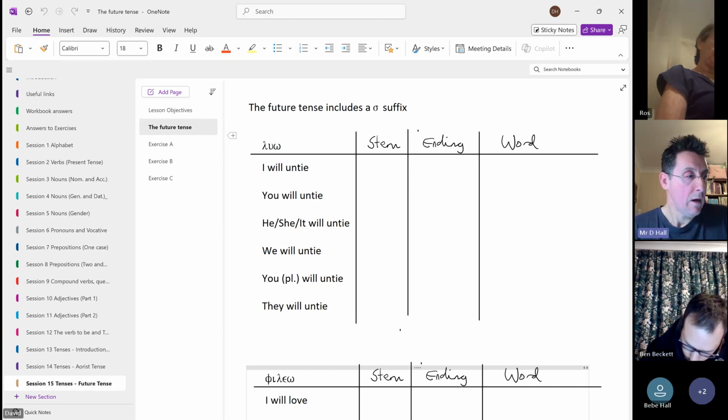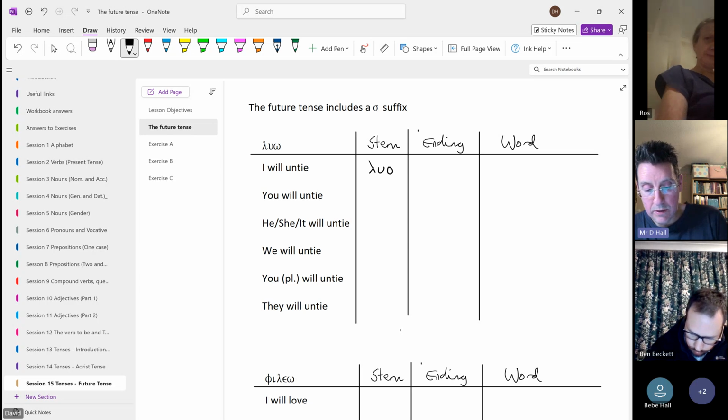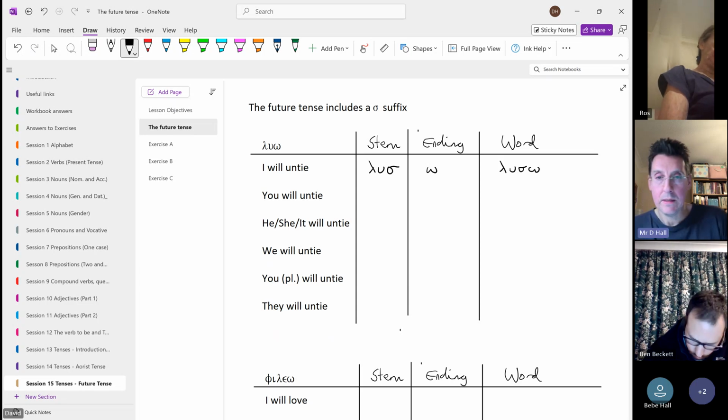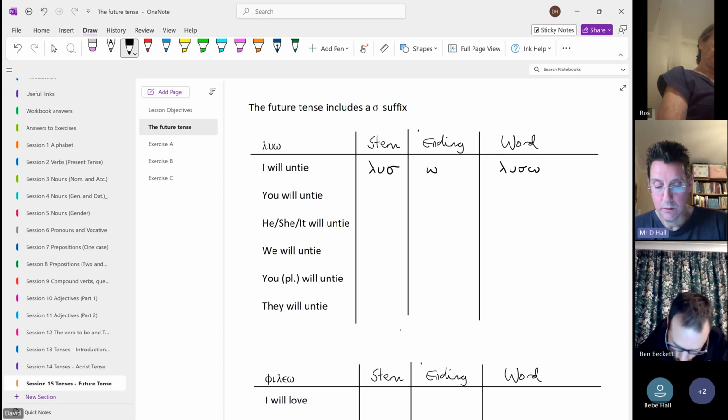So here we could say that our stem, we might add our sigma to our stem here. So for luo, which is to untie, our stem is going to be lu with a sigma added to it, which is going to give us its future. And then we have an ending, which is, in our case, going to be exactly the same endings as the present. So luso is going to be I will untie. And luo, without the sigma, is I am untying, or I untie, which is just in the present.